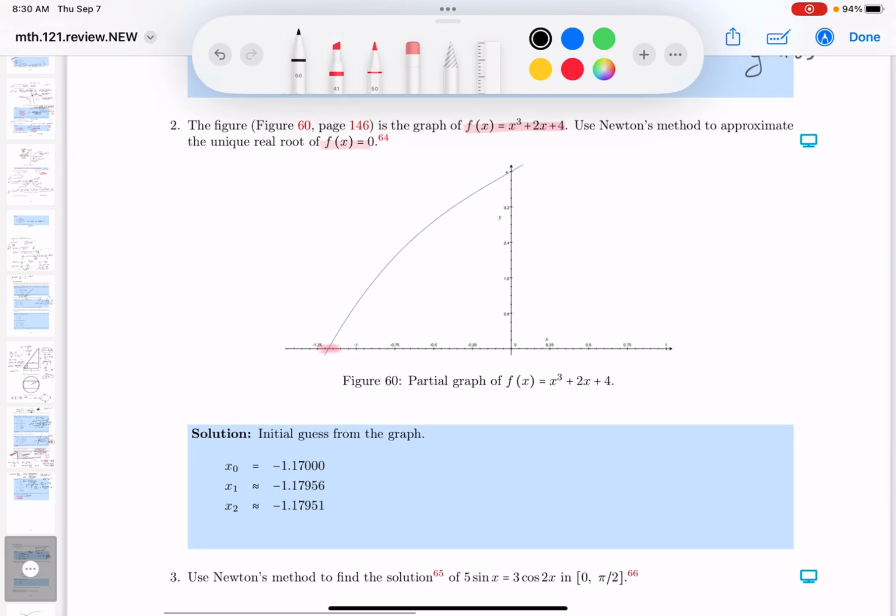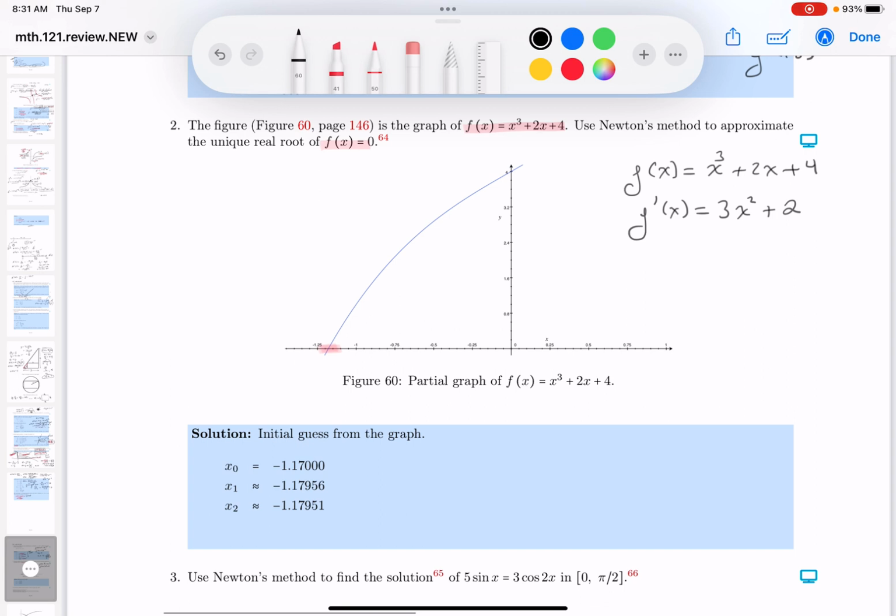The first thing to do is write what f of x is. We're looking for the 0. It's a cubic polynomial. And then I'm going to write the derivative down. Relatively simple to do. That's going to be 3x squared plus 2. Let's see if I did that right. Yeah, 3x squared plus 2.